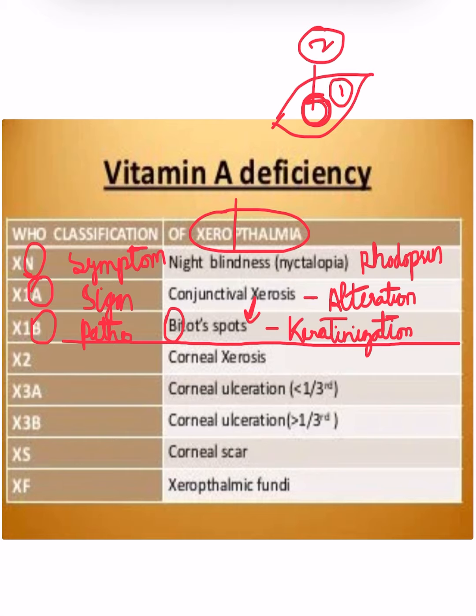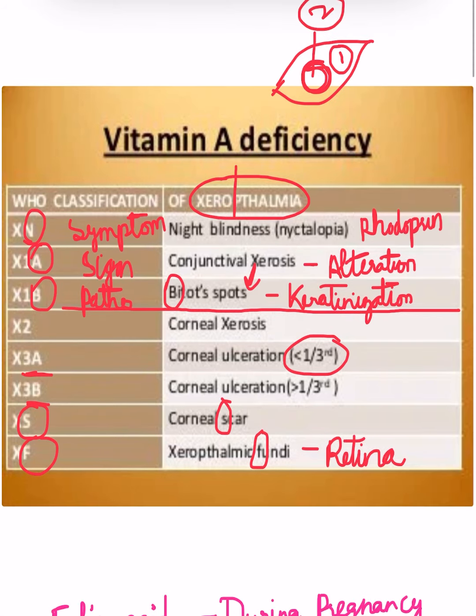X2 is the corneal xerosis, corneal dryness, and 3A stands for ulcer formation, corneal ulcer. In 3A, less than 1/3 of the cornea is affected, and in 3B, more than 1/3 of the cornea is affected. S stands for corneal scarring, and F stands for xerophthalmic fundal changes. The pathology is when the retina is affected due to vitamin A deficiency, then it is called the xerophthalmic fundus.